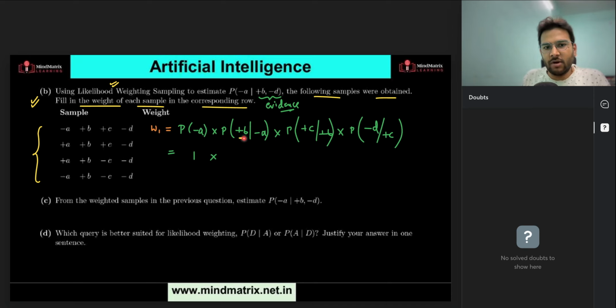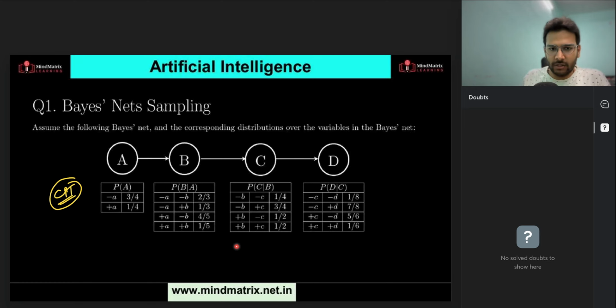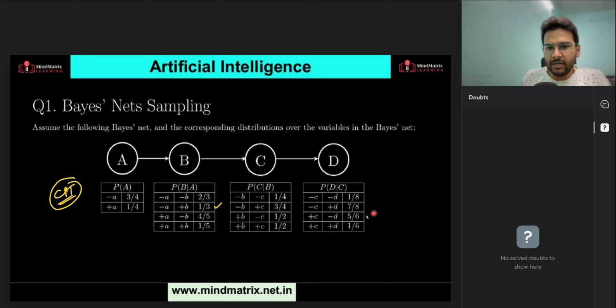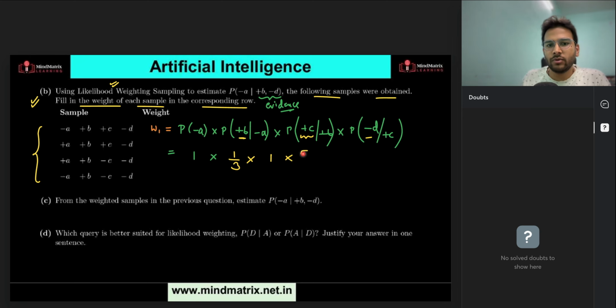But if you carefully observe, here you have the evidence, part of the evidence you can say, definitely. So plus B is there. So now you have to find the value using the CPTs. Plus B given minus A, plus B given minus A. So it should be 1 by 3. What about this plus C given plus B? Again, there is no evidence here because evidence is having plus B minus D, so it should be 1. And minus D given plus C. Again, evidence is there. Minus D, evidence is there. So minus D given plus C, that is nothing but 5 by 6. So the answer would be 5 by 18. Is this clear to all of you? Any doubt, anyone?